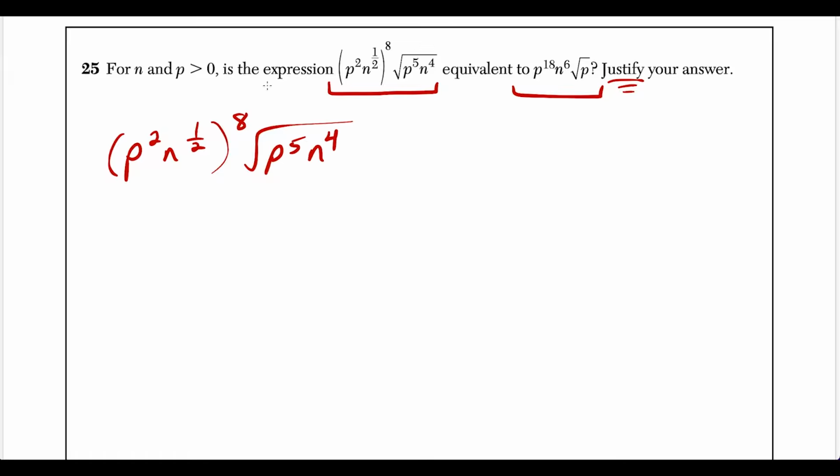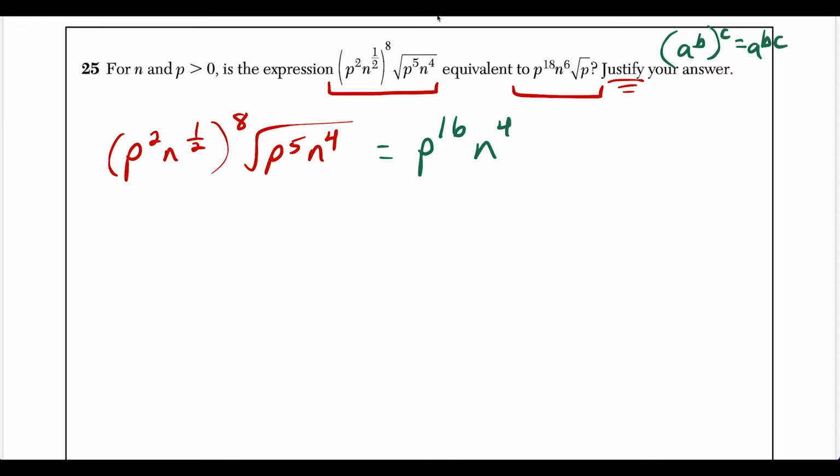So first up here, what I would do is use this idea. When you have a power raised to another power, a to the b to the c is equal to a to the b times c. So that's the first rule I'm going to want to use here. I'm going to do p to the 2nd to the 8th is p to the 16, because we're doing 2 times 8. And then I'm doing n to the 1/2 times 8 is 4.